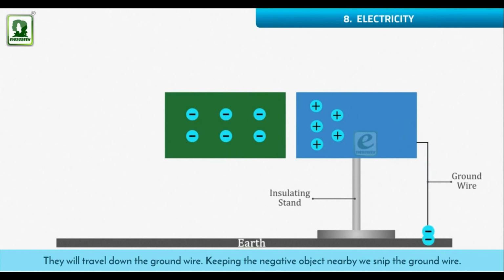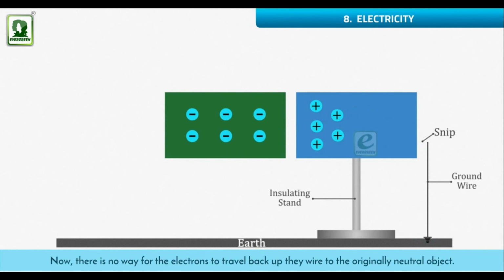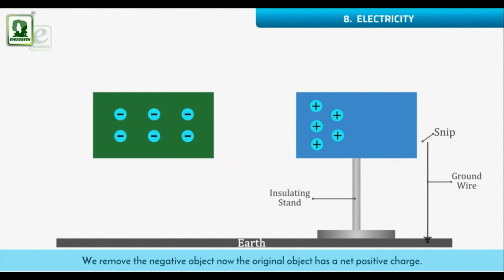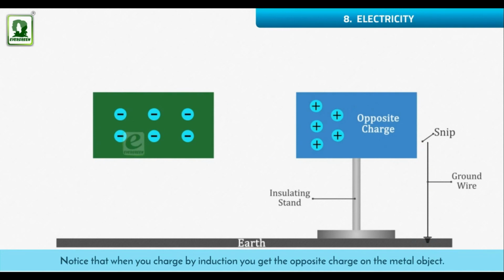Keeping the negative object nearby, we snip the ground wire. Now there is no way for the electrons to travel back up the wire to the originally neutral object. We remove the negative object. Now the original object has a net positive charge. Notice that when you charge by induction, you get the opposite charge on the metal object.